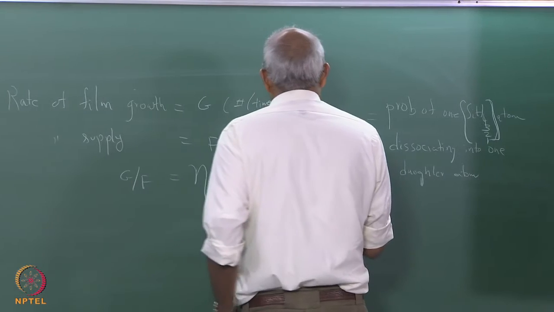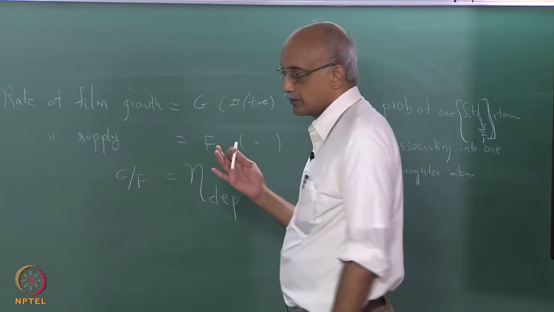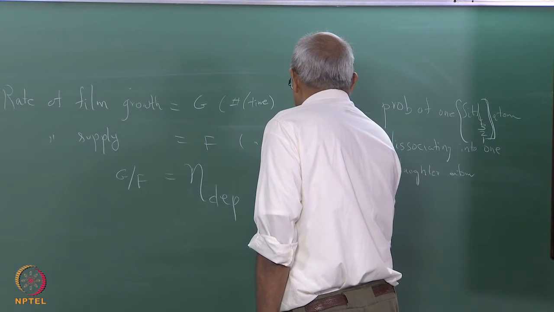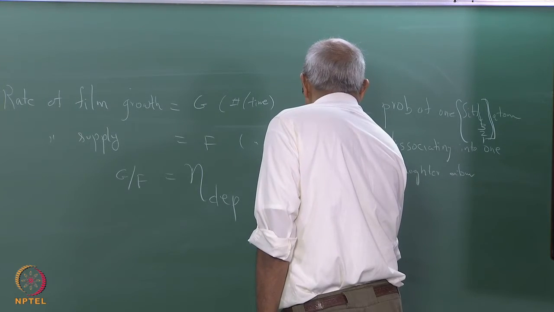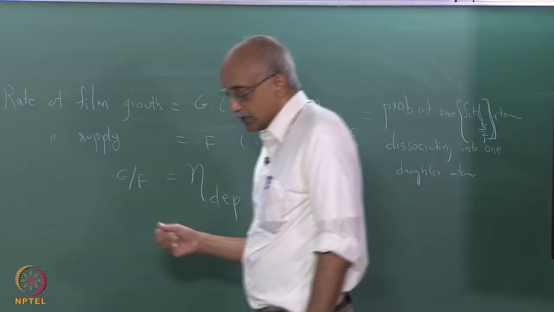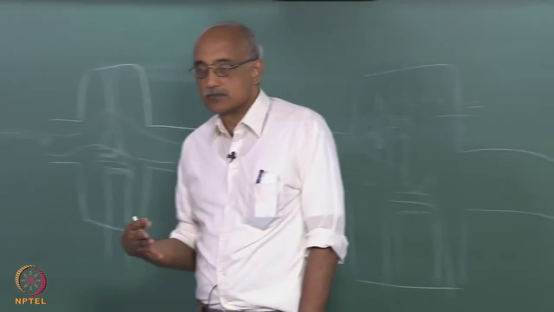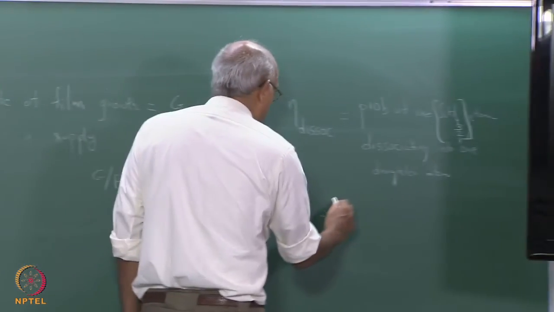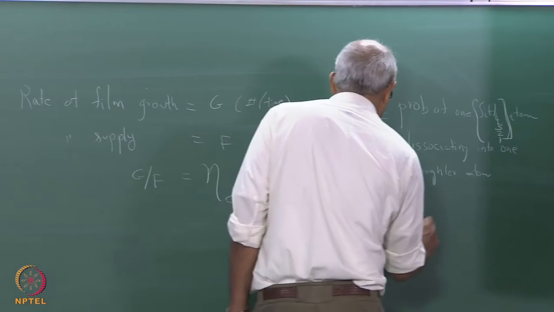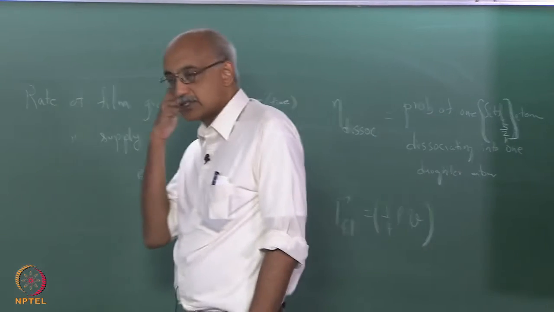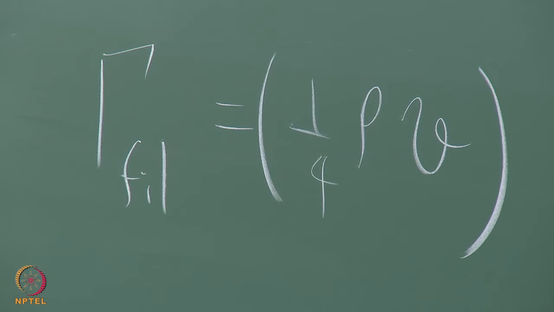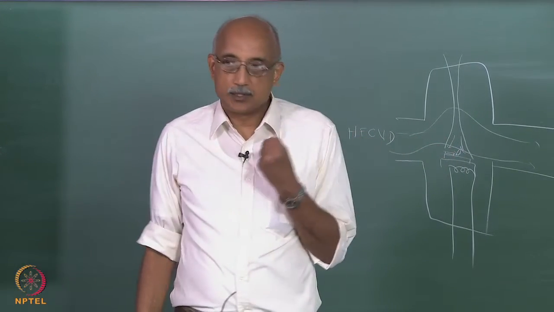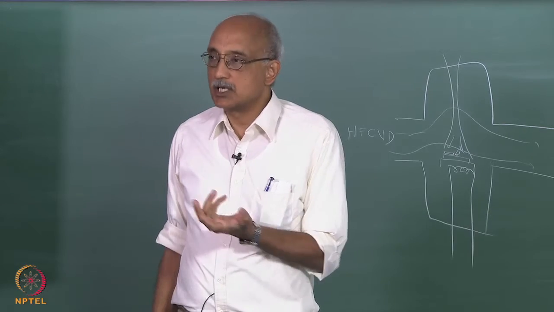The other critical variable would be the rate at which material is actually being supplied to the filament. So if you call that some gamma filament, this refers to essentially the flux of silane molecules that are striking the filament. The flux is given by 1/4 rho times V, where rho is the density of the silane molecules and V is essentially the thermal velocity at which the molecules are striking the filament. So this gives you the number of molecules of silane striking the filament per unit time, per unit area.